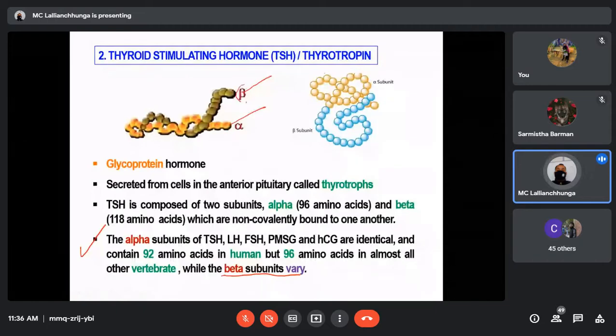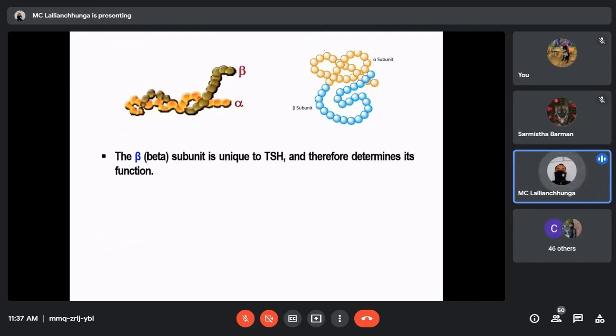Okay, this beta subunit confers the specificity of TSH. In LH also, the beta subunit will be specific for LH only. In FSH also, the beta subunit is specific for FSH only. But you have to remember that alpha subunits in all these hormones are identical, but not the beta subunit. So the beta subunit is unique to TSH and therefore determines its function.